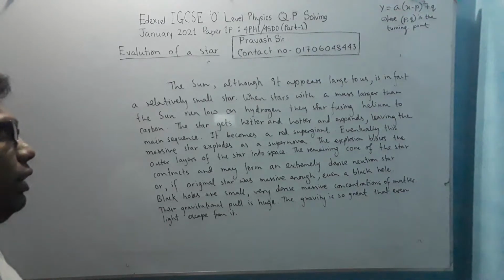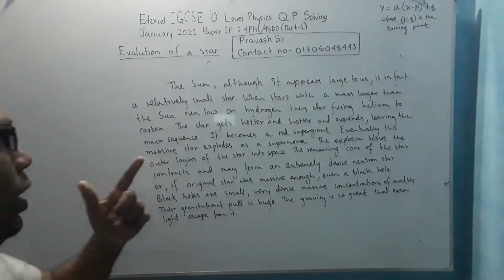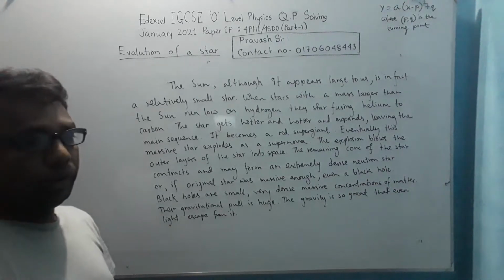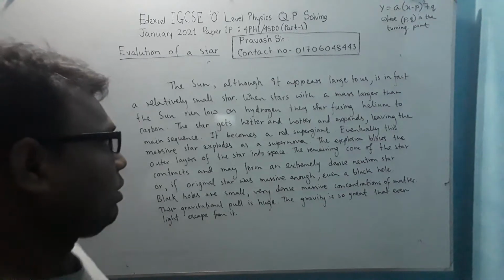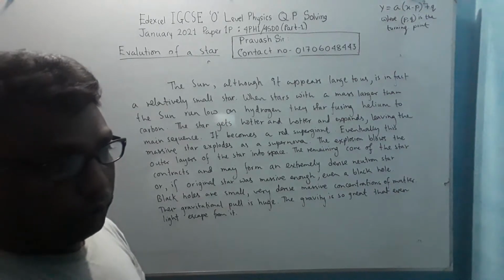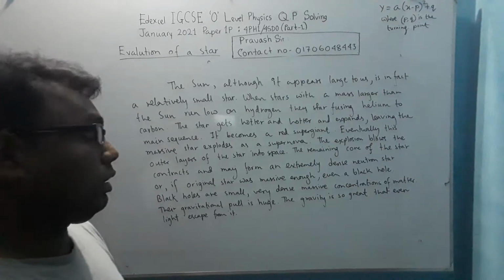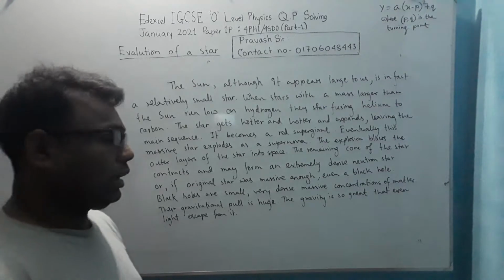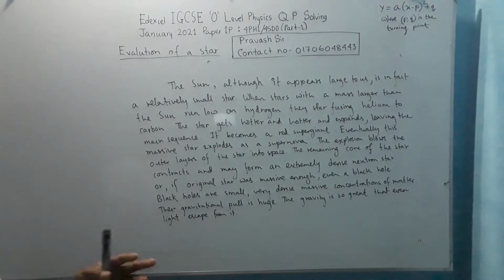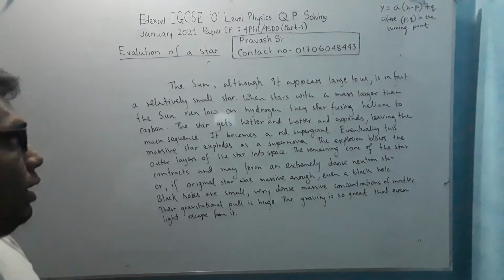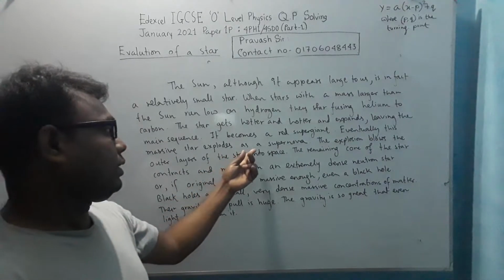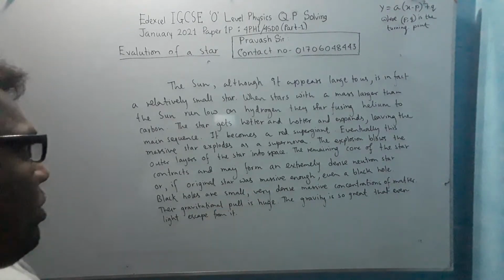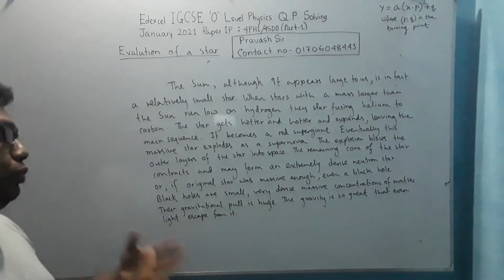After the red giant or red supergiant comes the supernova, right? Because a red giant or red supergiant is at the stage where the temperature of the core of the star is large enough that the core explodes in the form of a supernova. This explosion blows the outer layers of the star into space.